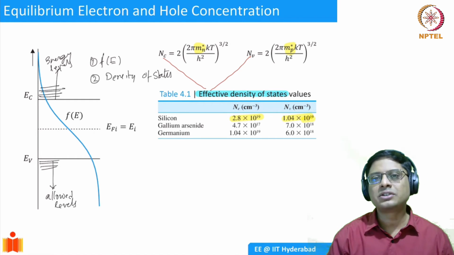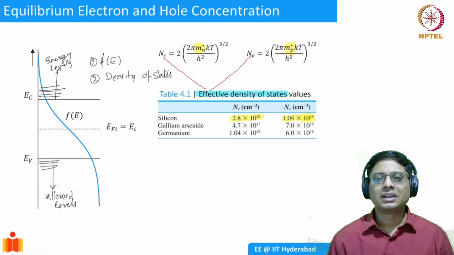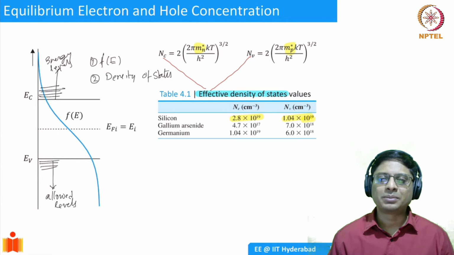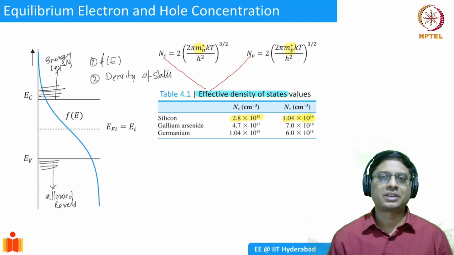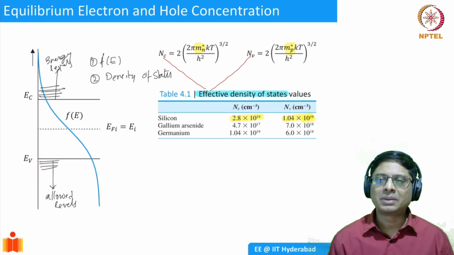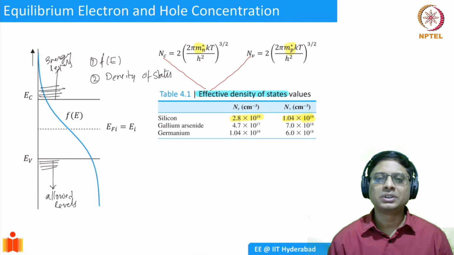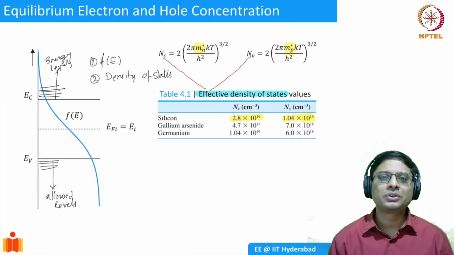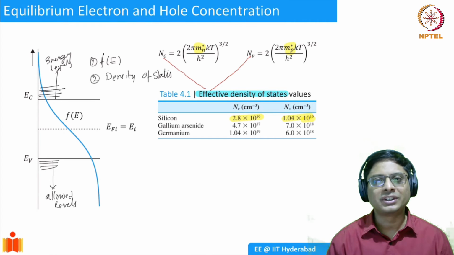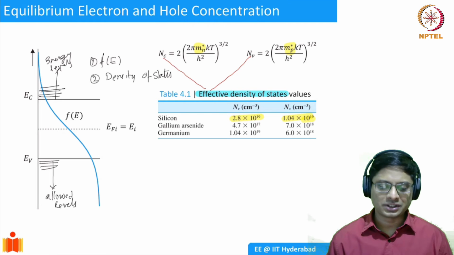This is the typical range of effective density of states. But I must caution you here, these numbers are quite dependent on where you take the data from, because effective masses are dependent on the experimental procedures. So there can be some variations. One textbook might give you the effective density of states as some number, another textbook might be slightly different, but they're all going to give you something in the ballpark of 10 power 19 per centimeter cube. That will not change.